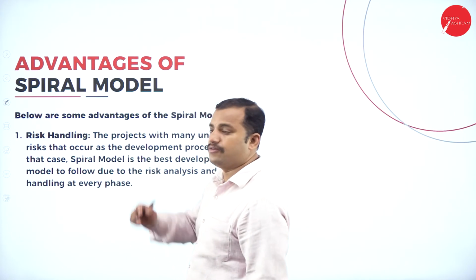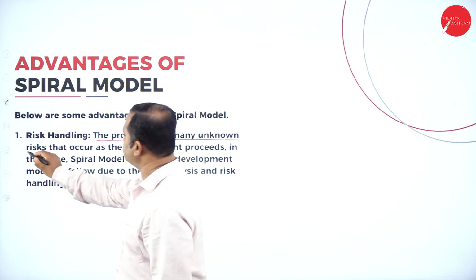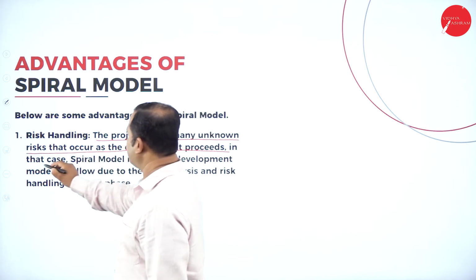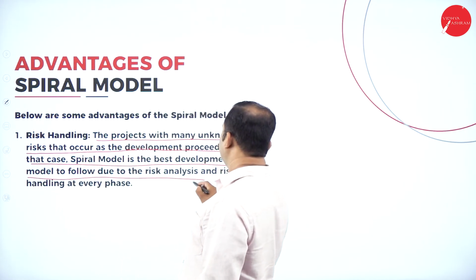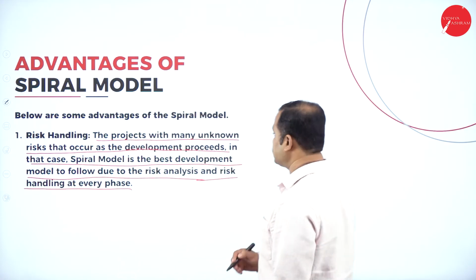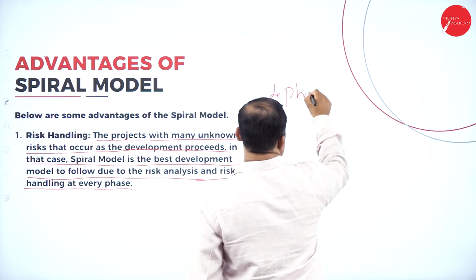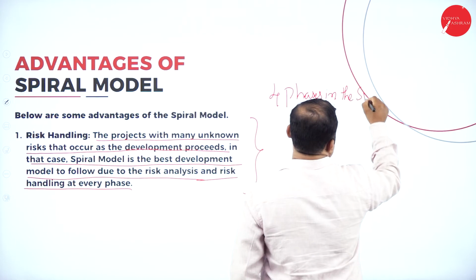So what is the meaning of risk handling? Let me tell you that. The projects with many unknown risks that occur as the development proceeds, in that case, the spiral model is the best development model to follow, due to the risk analysis and risk handling at every phase. There are 4 phases in the spiral model.